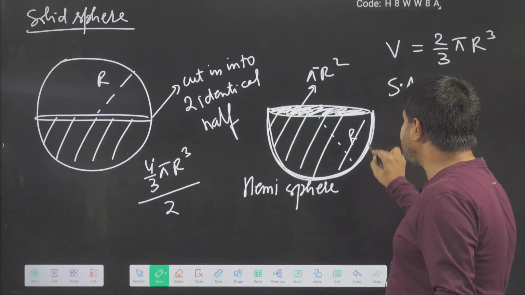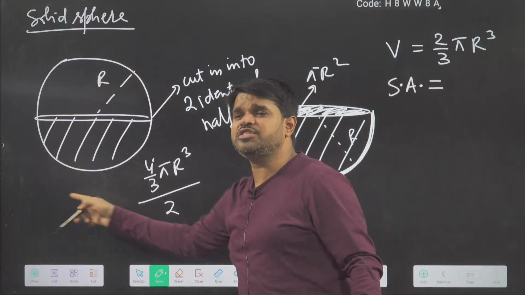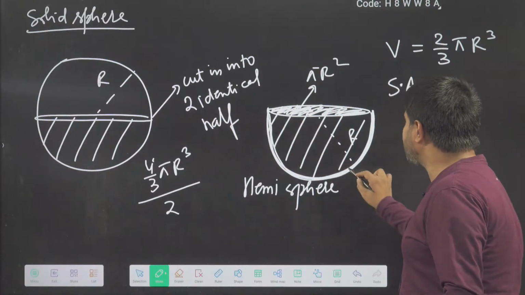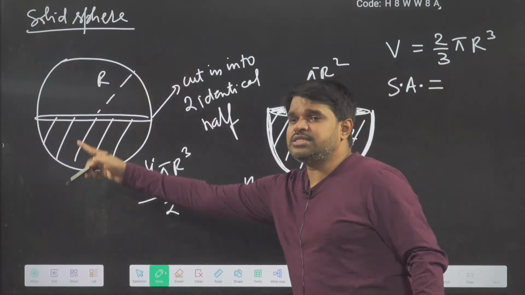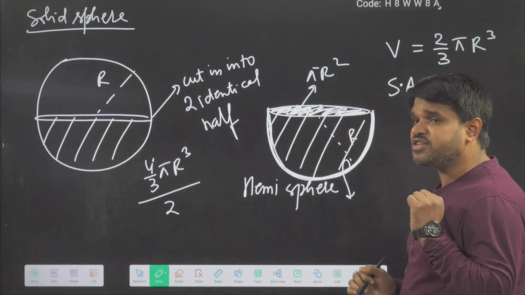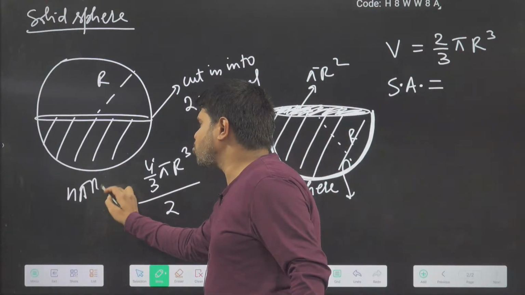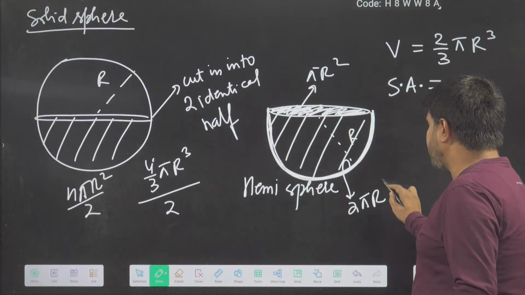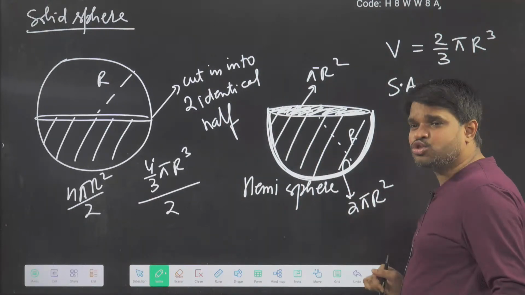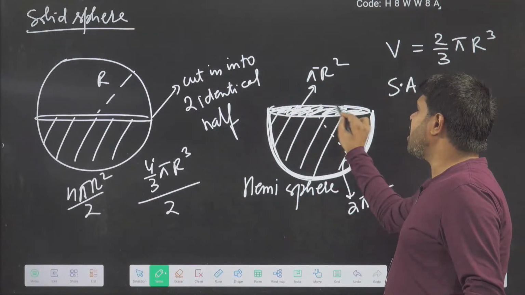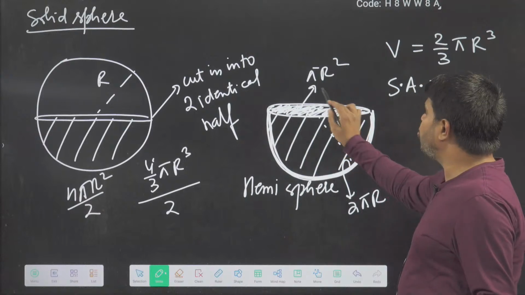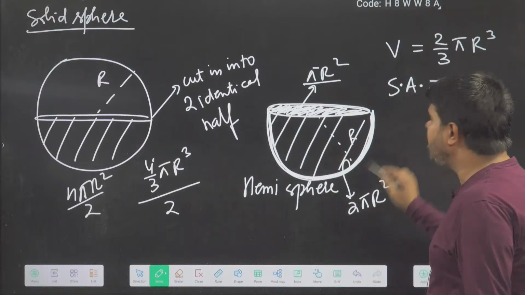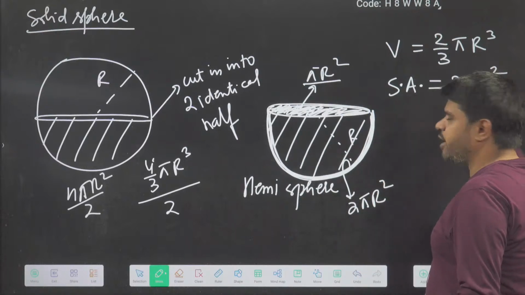And this curved part is half of a sphere. So what will be the area of this curved part? Half of the surface area of a sphere. Surface area of a sphere is what? 4 pi r squared divided by 2. So what are we going to get? 2 pi r squared. So for the curved part, surface area is 2 pi r squared, and there will be a circular part whose area is pi r squared. When you add 2 pi r squared plus pi r squared, the answer will be 3 pi r squared.